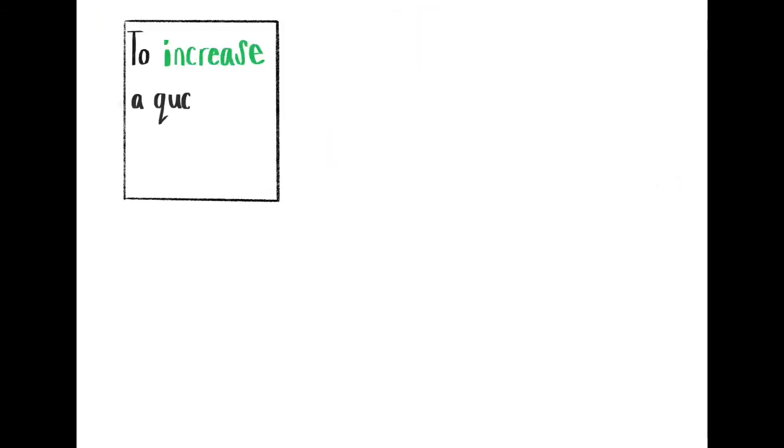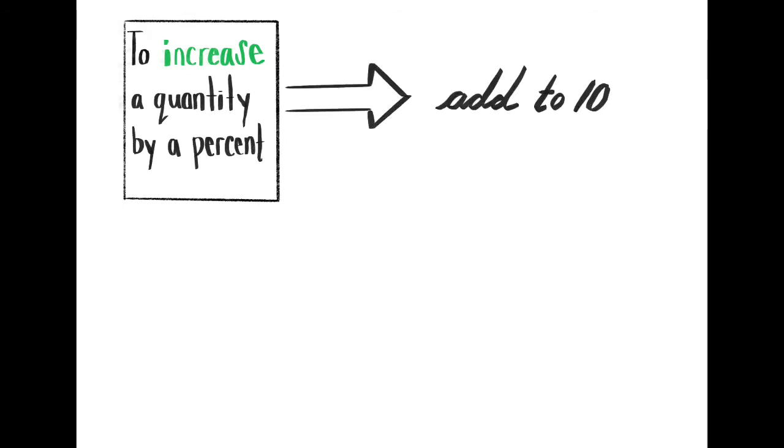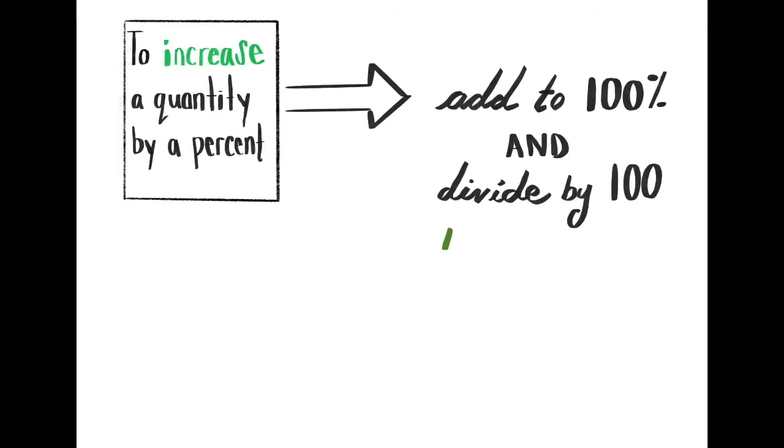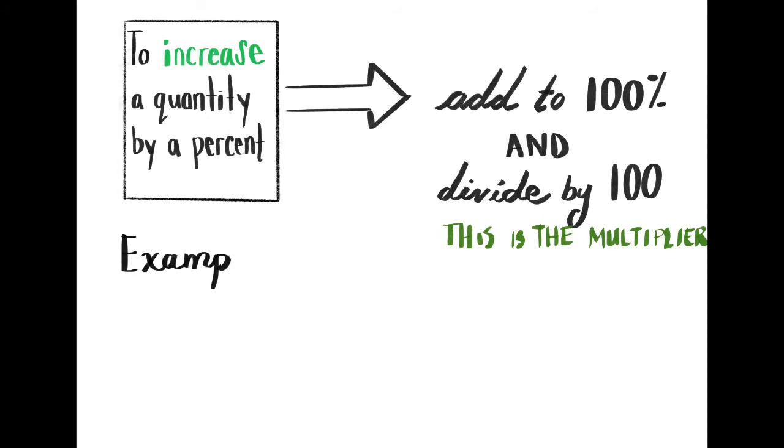So now with exponential functions, there come some word problems, and usually they're stated as an increase on a quantity by some percent. So the way that you figure out what the multiplier is, is by adding your percentage to 100% and then dividing it by 100. And this is the multiplier for your function. So let's take a look at an example so you can see what I'm talking about.